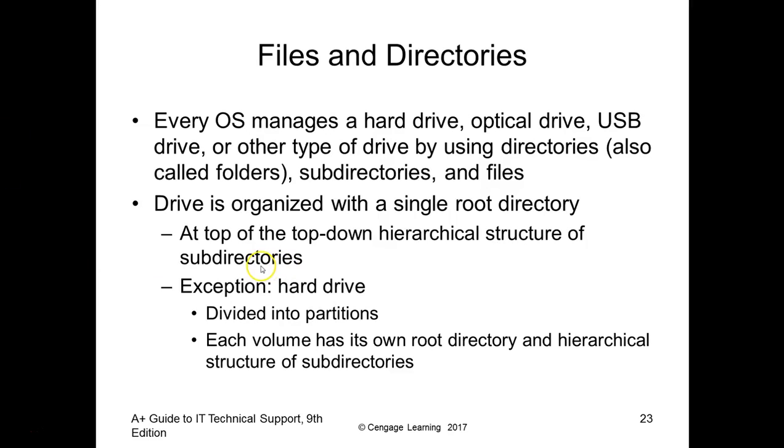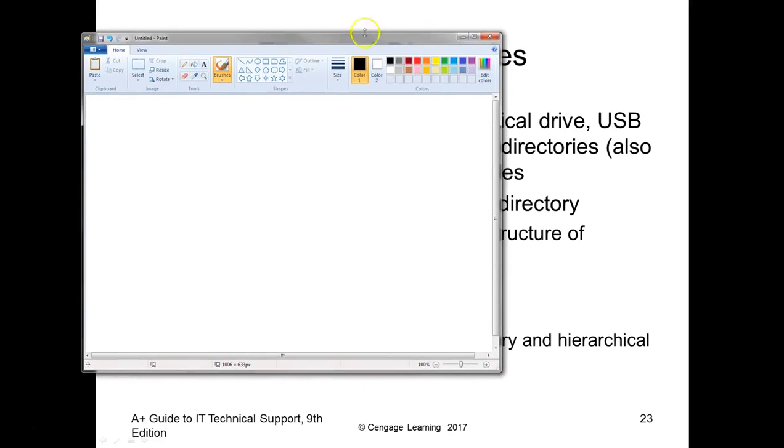But one thing where there's an exception with that is with the hard drive. The hard drive has the capability of being separated and broken up into partitions, and these partitions can then be used in different manners depending on what you're trying to do with your system. What I mean by that is with your partitions, you can actually set up multiple partitions on one hard drive, and then each partition can have their own root directory as well. So for example, let's look at this here for a second.